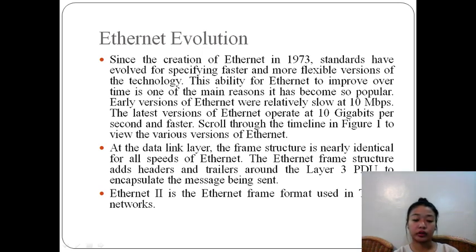Ethernet evolution. Since the creation of Ethernet in 1973, standards have evolved for specifying faster and more flexible versions of the technology. This ability for Ethernet to improve over time is one of the main reasons it has become so popular. At the data link layer, the frame structure is nearly identical for all speeds of Ethernet.